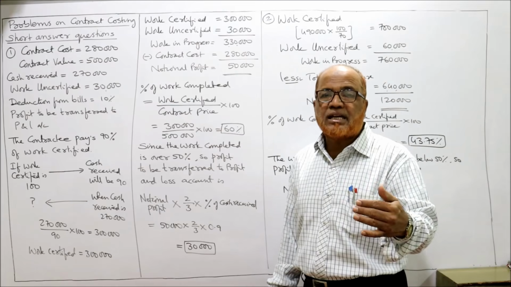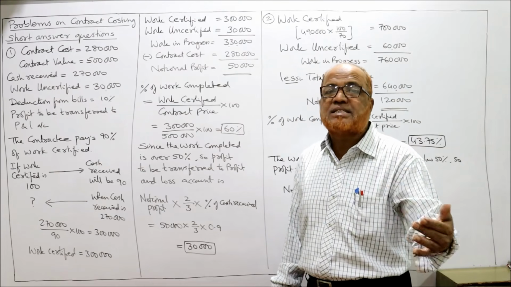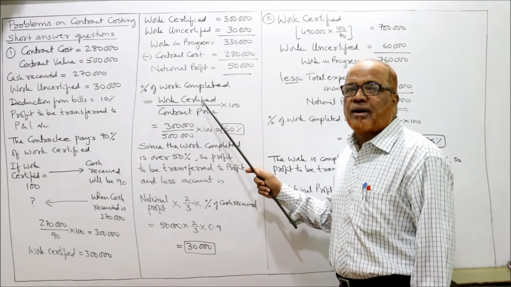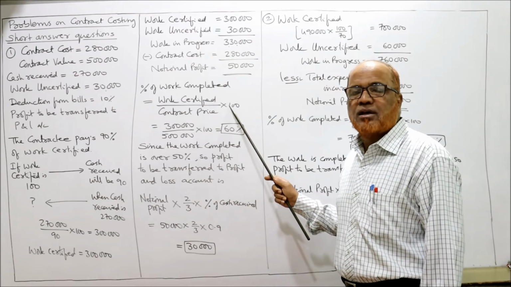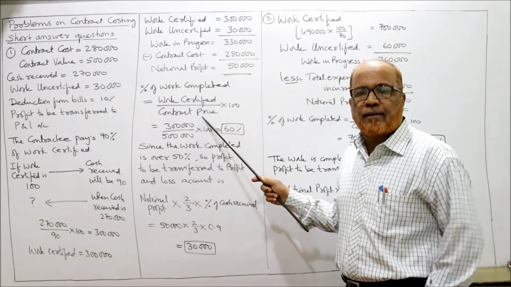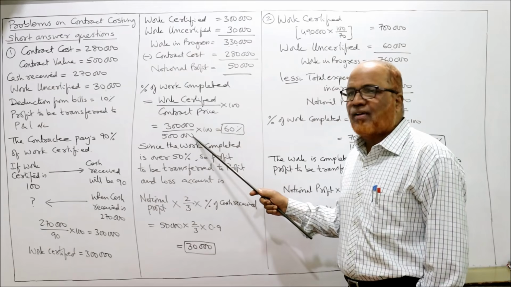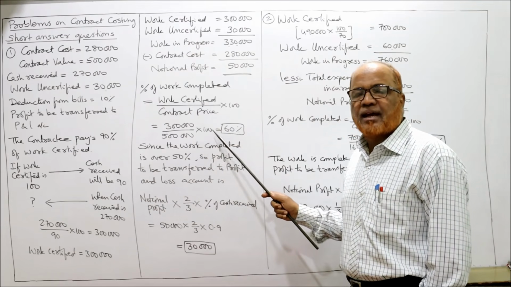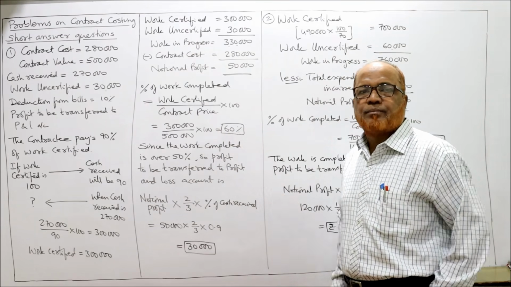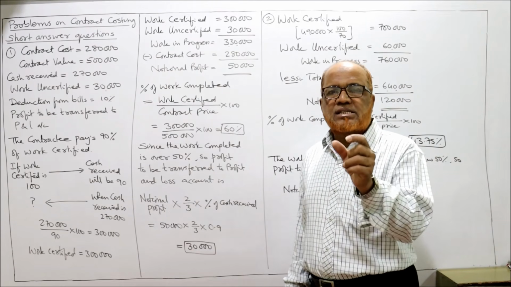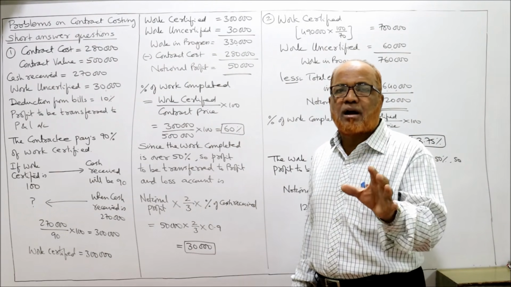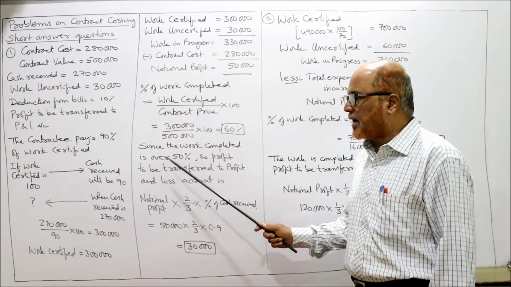So what is the percentage of work completed? Work certified by contract price into 100. Work certified is 3 lakh. Contract price is 5 lakh. So 3 lakh by 5 lakh into 100, 60%. In other words, we can say 60% of work has been completed by the contractor.